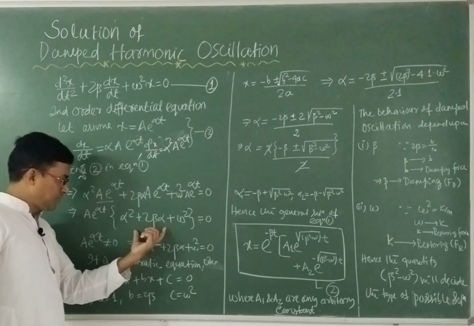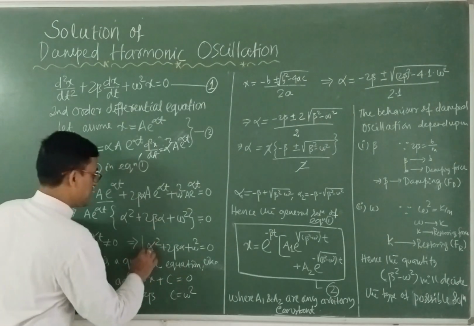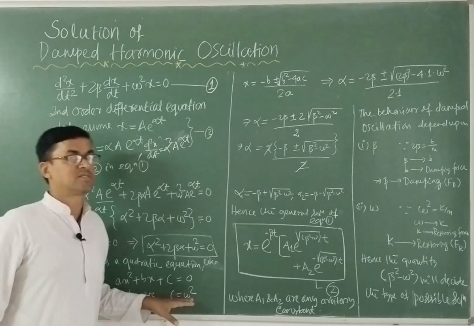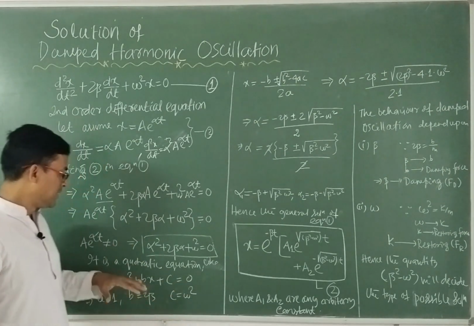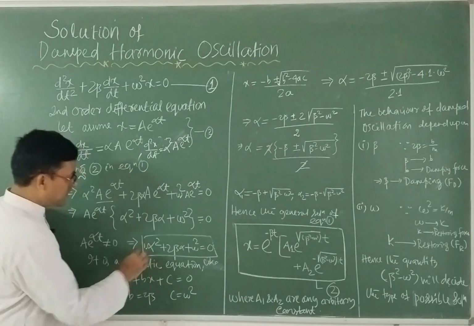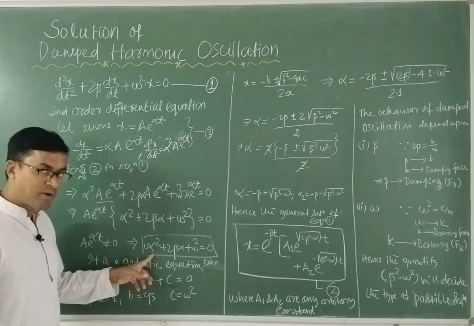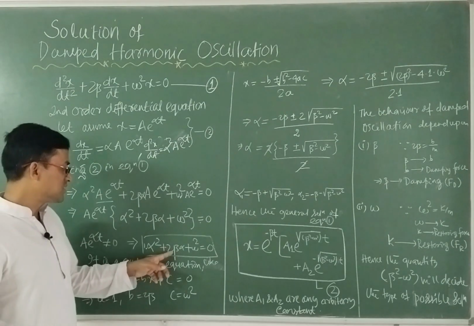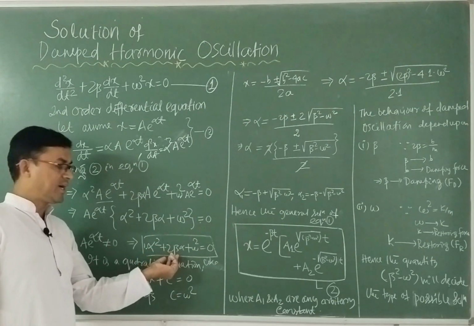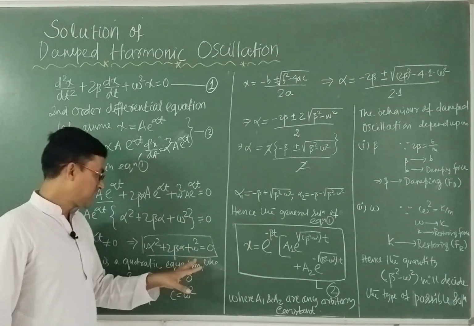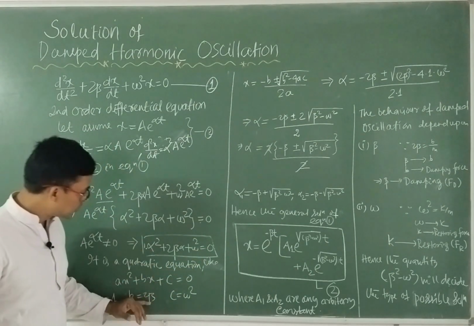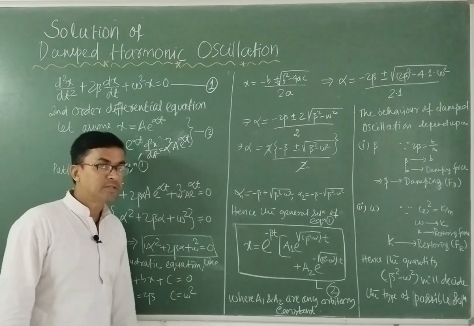So if we equate this with 0, then it is like a quadratic equation, ax square plus bx plus c equal to 0. This is high school mathematics. If we compare, and assume a equal to 1, then x equals alpha, which we consider the variable. Then b is 2 beta, and c is whatever is in that position, which is omega square. So we can say a equal to 1, b equal to 2 beta and c equal to omega square.